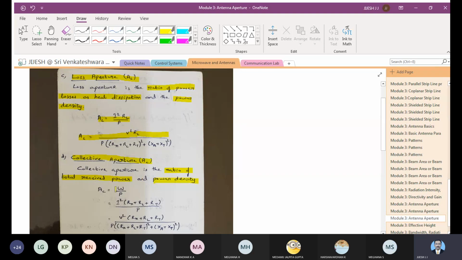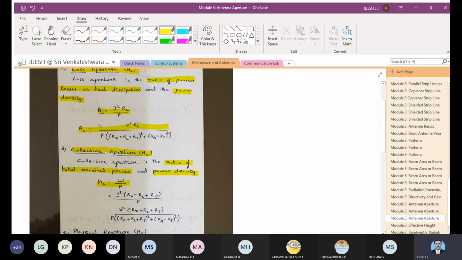So AC is equal to W by P, and it is I square into (RR plus RL plus RT) divided by P, or you can write it as V square into (RR plus RL plus RT) divided by P into (RR plus RL plus RT) whole square plus (XA plus XT) whole square. So this is called the collective aperture.